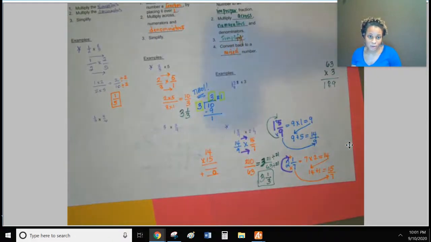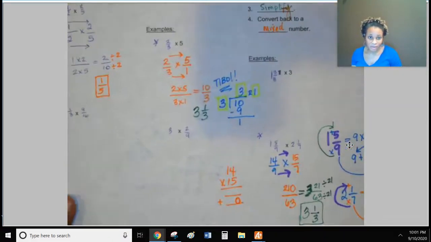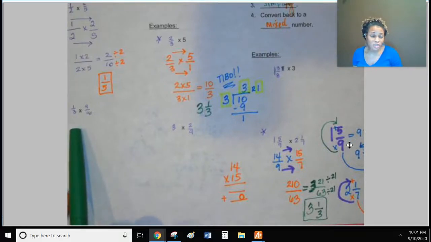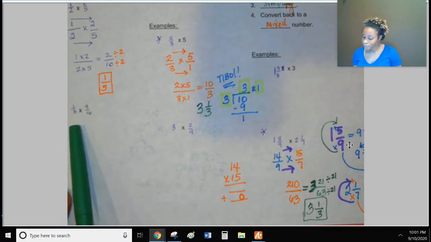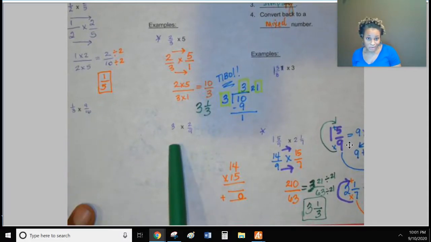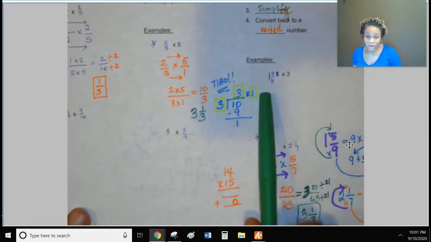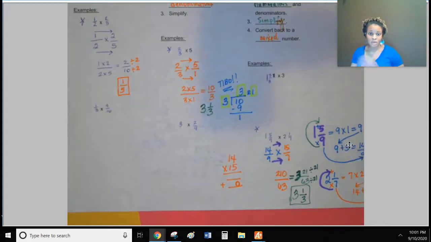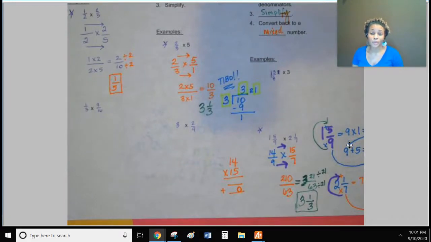So what I'm going to leave you with is some practice problems, one of each kind. A fraction times a fraction: what is 1/3 times 9/16? Make sure you do that one. What is 3 times 2/9? And what is 1 3/8 times 3? I'm going to make sure those get on the board so you can copy them down and work them out. So this is your time to pause and practice, and I'll come back with the answers.